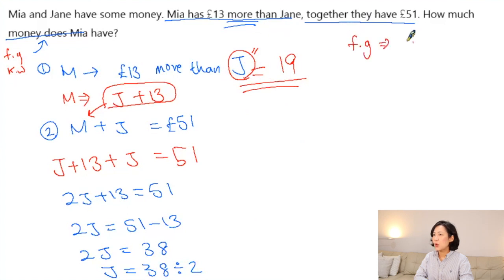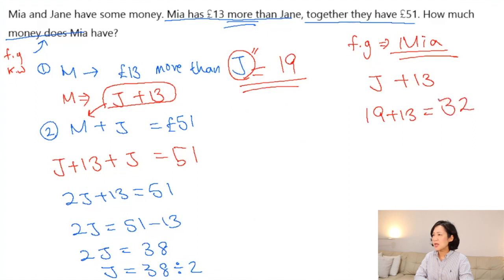But make sure we always go back to our final goal. What's our final goal? That's Mia's money, not Jane's money, right? Then Mia's money is £13 more than Jane. So 19 plus 13 gives you £32. Now the answer is, Mia's money is £32.